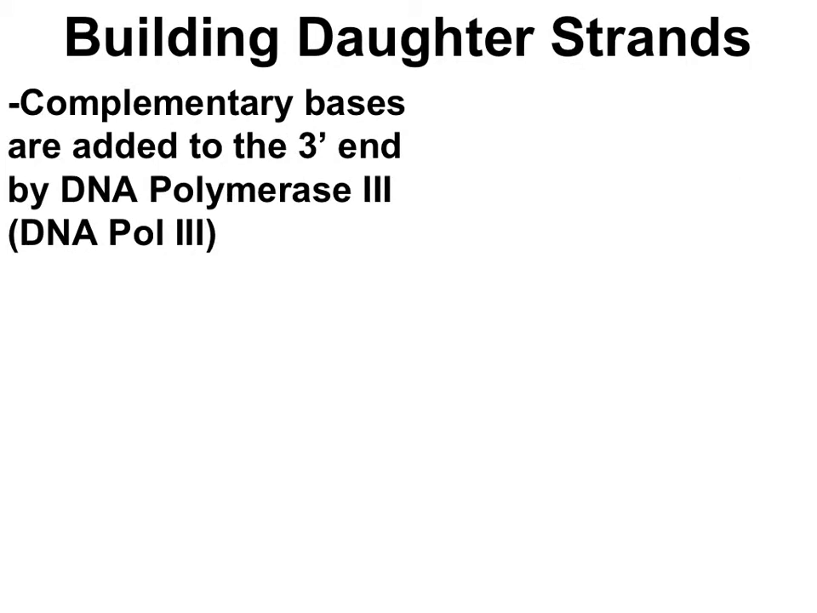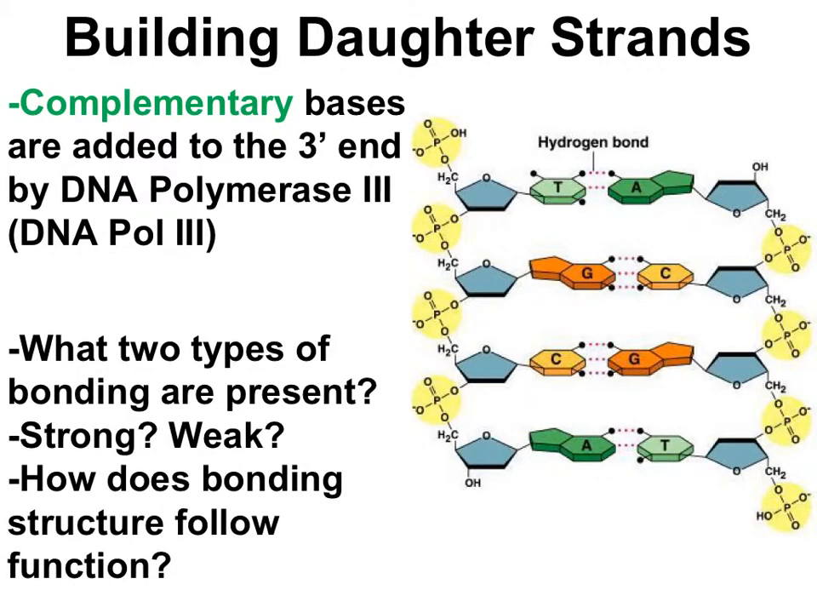Helicase opens up the DNA to create space for the builder enzyme, DNA polymerase III. This slide describes the building process as complementary bases are added to the 3' end by DNA polymerase III. Although this sentence is brief, the sentence isn't so simple, so let's dissect some of the words that are in there. First is complementary. It's really important to understand that in DNA, complementary refers to how A matches up with T and how G matches up with C.